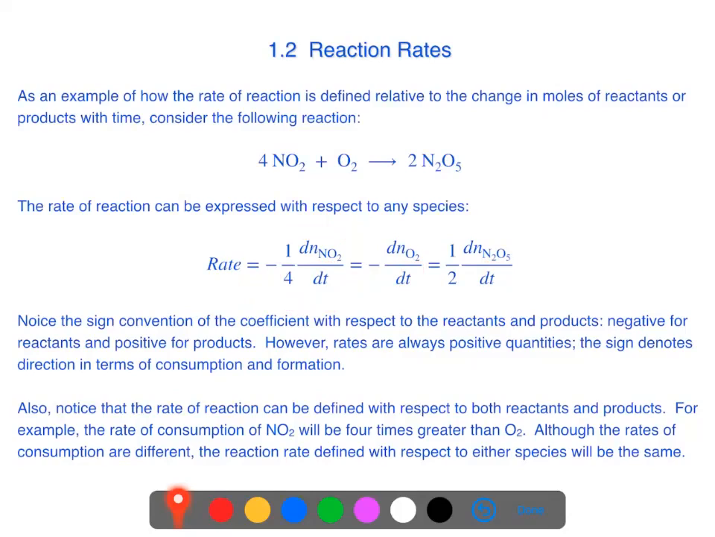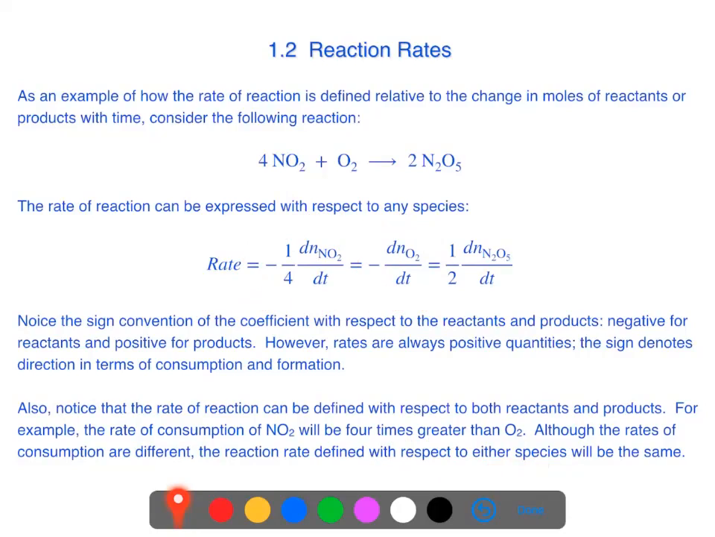Notice the sign convention of the coefficient with respect to the reactants and products. We use a negative sign for reactants, so there's a negative 1/4 and a negative 1/1, or 1, not shown. And we use a positive sign, or it's implied here, for products. However, we must always remember that the rates are always positive quantities, that you'll never have a negative rate. The sign only denotes whether or not something is being consumed or formed during the course of a reaction.